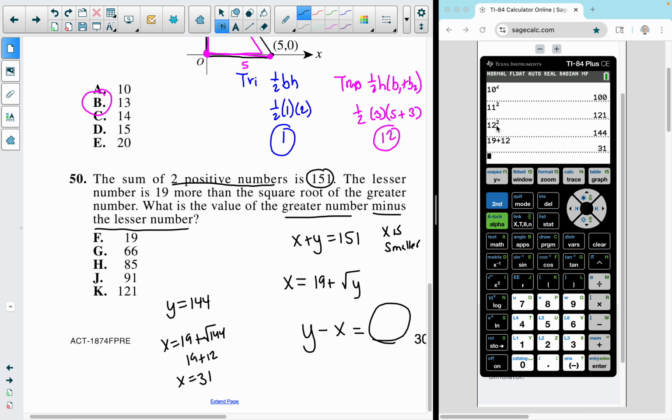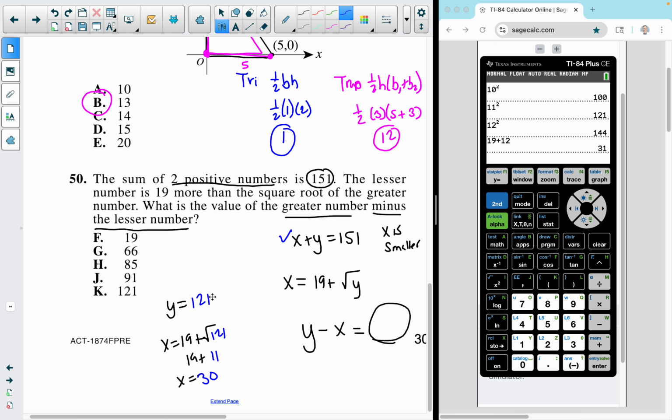So I'm going to go down. Instead of 144, I'm going to use 121 and see what that gives me. So let's pretend y is 121. The square root of 121 is 11. 19 plus 11 is 30. 121 plus 30 is 151. So I now have my correct numbers.